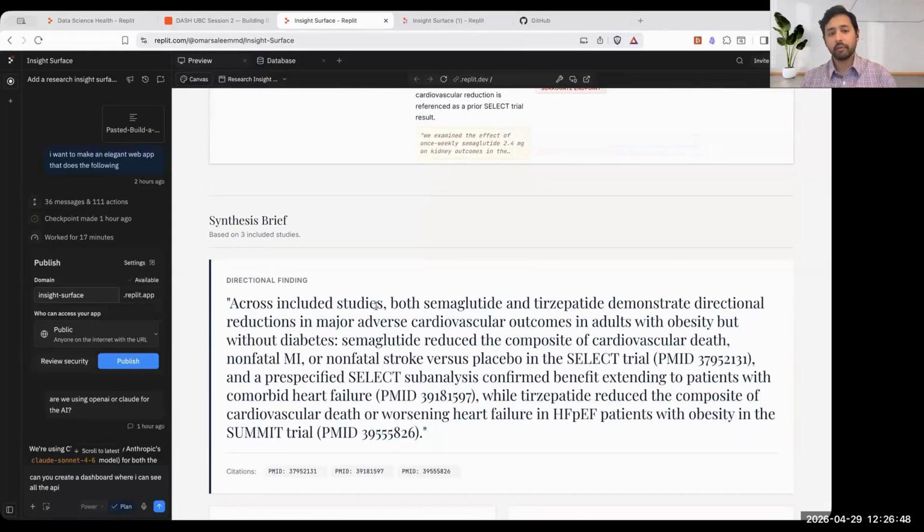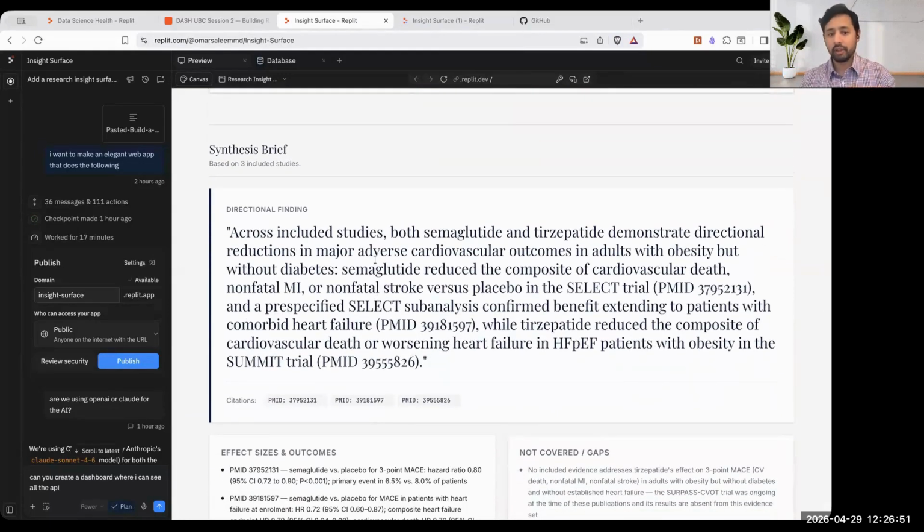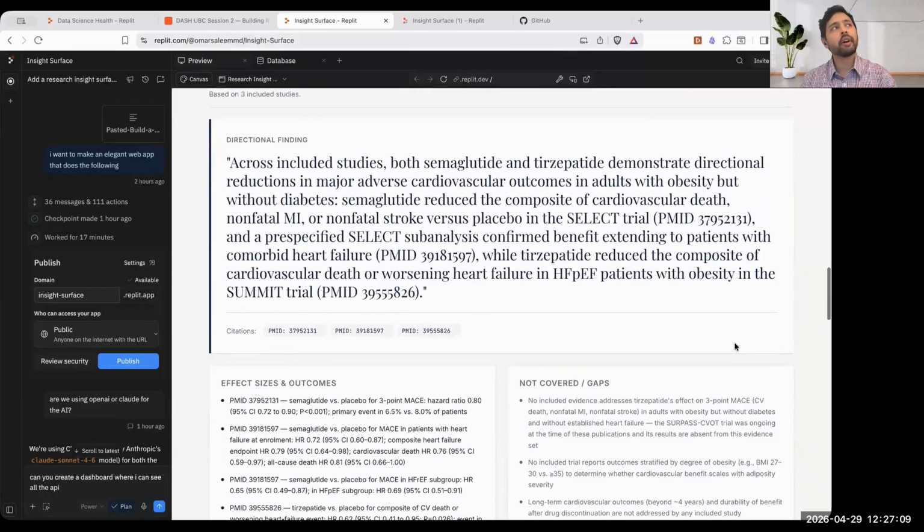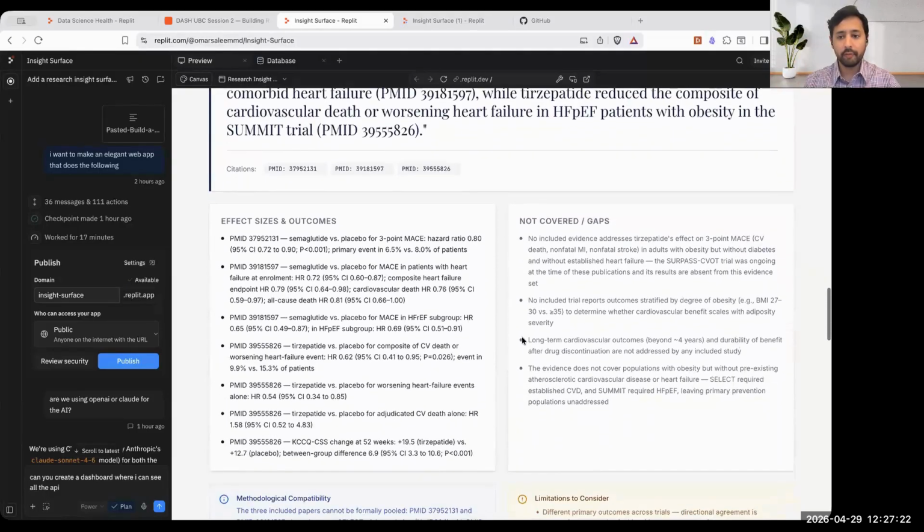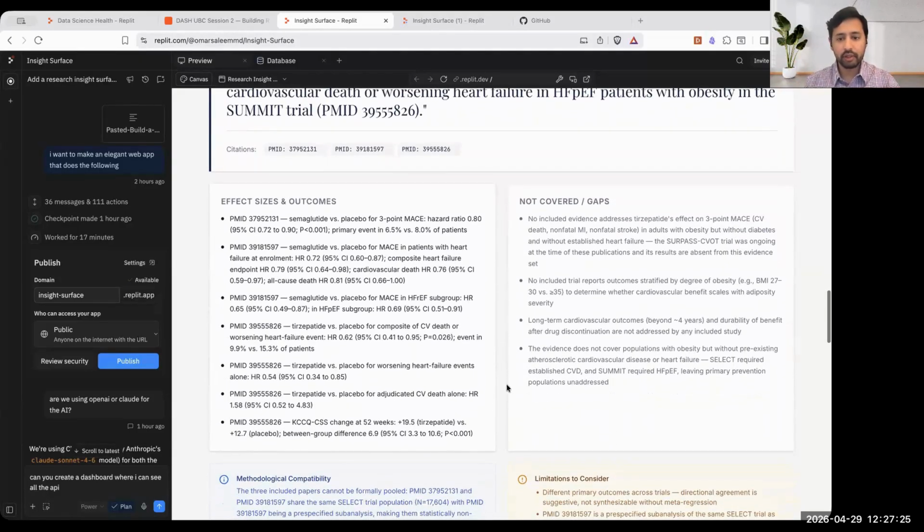Now, this is the synthesis brief based on the 3 included studies, and this is all from Claude that it wrote down. So across all included studies, both semaglutide and tirzepatide demonstrated the direction of reduction. My screen is blocked. So basically it's summarizing what the studies showed. This becomes very useful if you have quite divergent studies with different population types or areas that are not as aligned. Then it's extremely useful from that perspective. And then it had the effect sizes for the different studies.